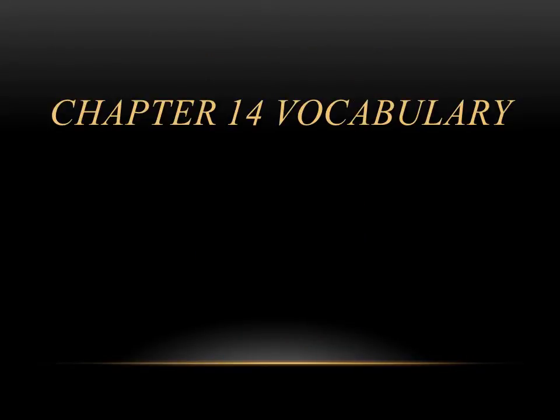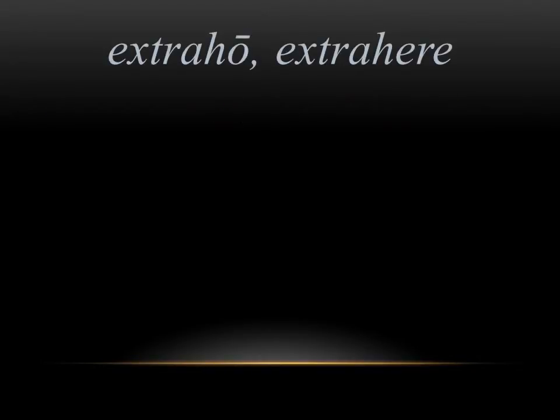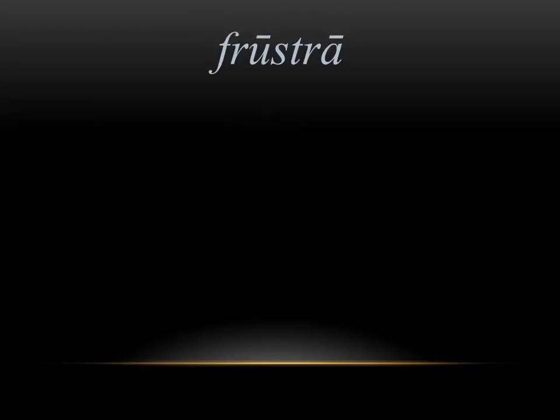So to start, we want to look at the vocabulary, and again, we're going to be looking at derivatives. The first word we want to look at is extraho extrahere, which means to drag out. The English derivative that will help you with this is the word extract. And again, you want to think of extracting something as taking something out, or dragging it out. Frustra means in vain in Latin, and in English we get words like frustrate or frustrated. So again, if you're frustrated at something, it means you're doing it in vain, it's not going anywhere. That's the root of this word.